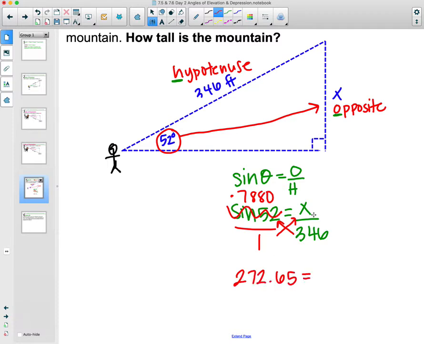272.65 equals 1 times x, or just x. So depending on what the problem wants you to round to, this one didn't say, so I'm just going to leave it as 272.65. If we wanted to round to the nearest foot, then we would be at 273 feet, which is probably more likely when we're talking real life. Nobody would probably tell you that a mountain is 272.65 feet tall. They would probably round to the nearest foot. So 273 feet.